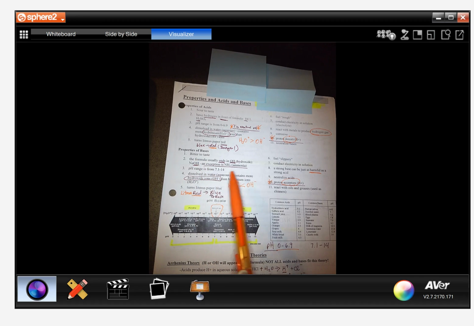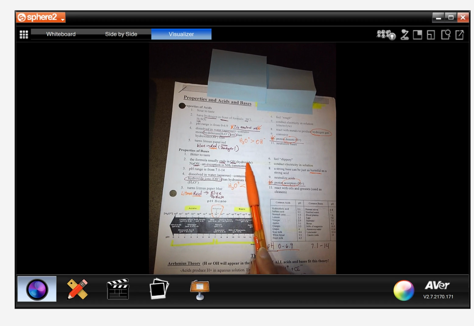Bases, you guys, also always end in OH, which is the hydroxide group. They usually end in OH. There is an exception, which is ammonia. Ammonia does not, notice, have an OH group, hydroxide group attached to it. Nevertheless, it is still considered a base.